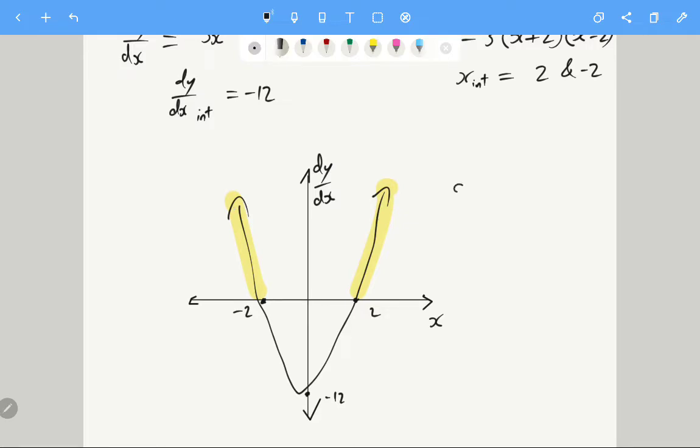So therefore, we can see that dy/dx is greater than 0 when x is greater than 2 or when x is less than negative 2. So sketching is often a really helpful way of working out basic information. Alrighty, let's look at one more example.